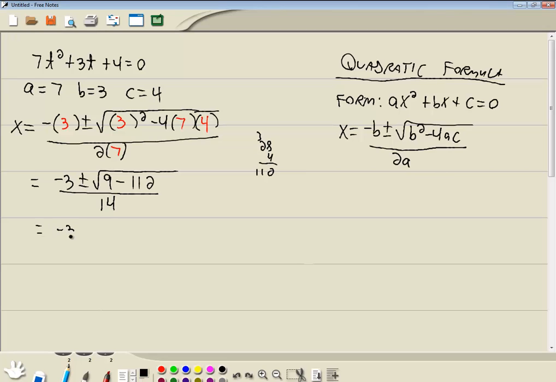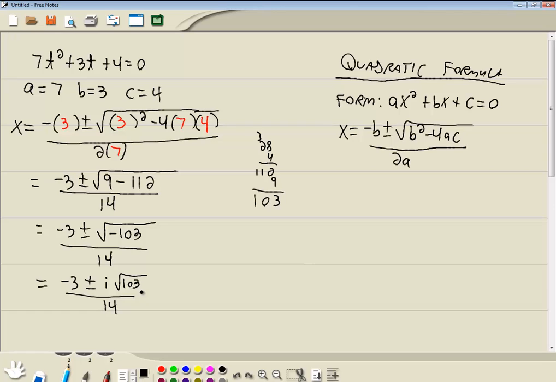Okay. So then 9 minus 112. Obviously I can't do basic math very well this morning. That gives us negative 103 over 14. Now remember, whenever you have a negative inside of your square root, that gives you an i. So this becomes negative 3 plus or minus i square root of 103 over 14.